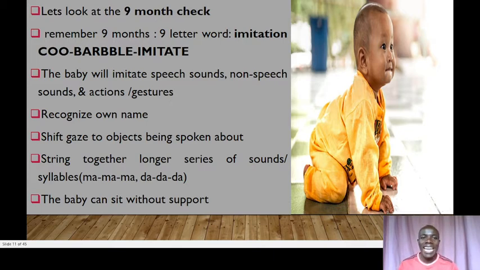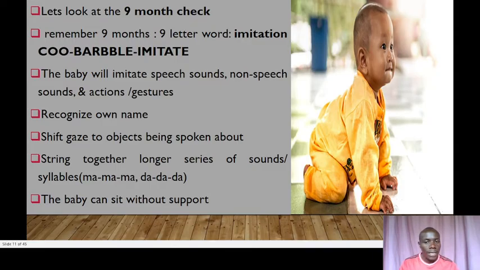Yes. So at 9 months we use the 9-letter word: imitation. The baby will imitate speech sounds, non-speech sounds, and action gestures. They could recognize their own name and shift gaze to objects being spoken about.